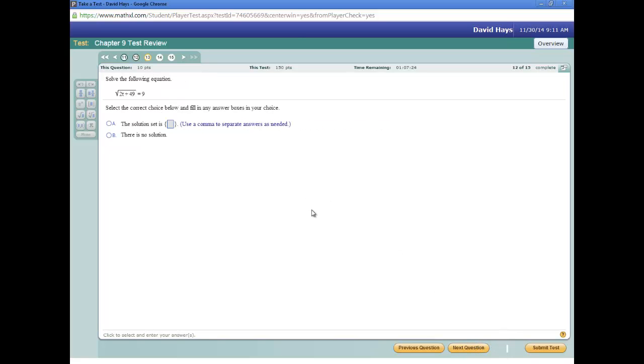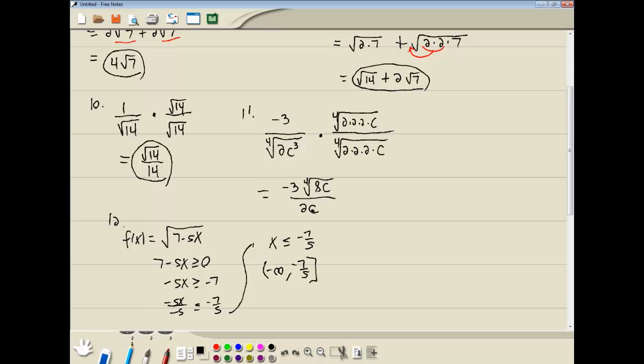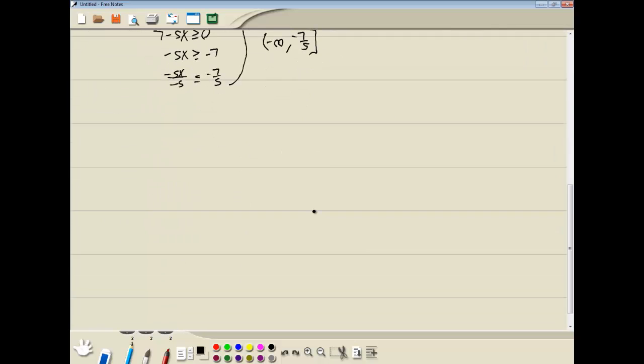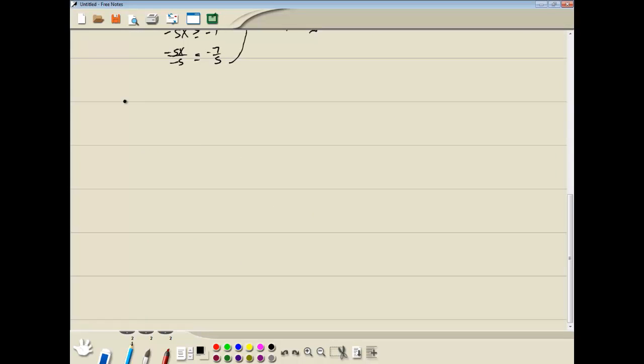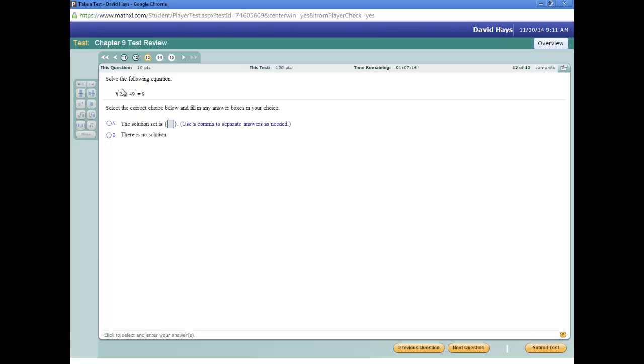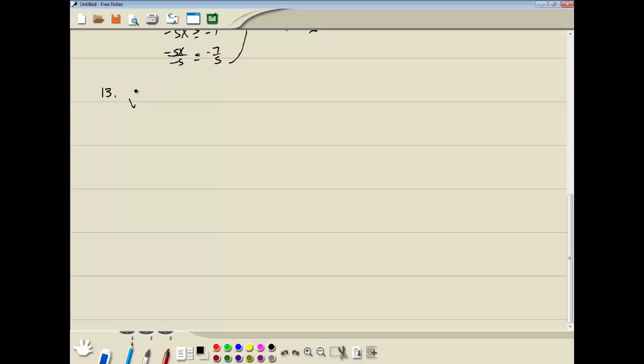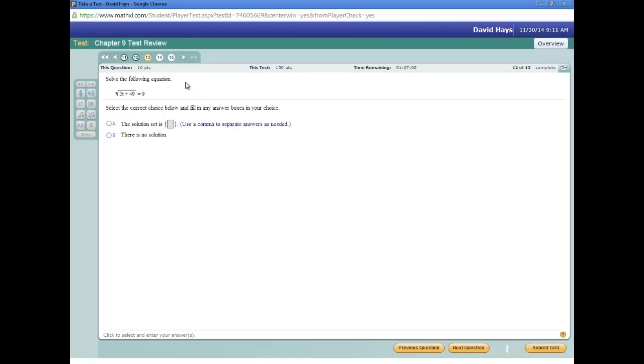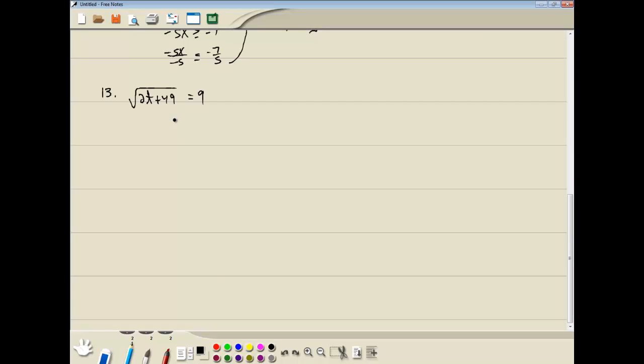Okay, solve the following equation. So we got square root of 2t plus 49 equals 9. Okay. Radical equations. First step, get a radical by itself. No numbers in front of it, no numbers after it. Well, that's what we have here.